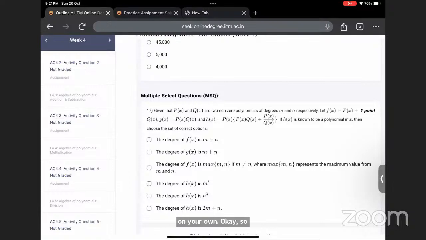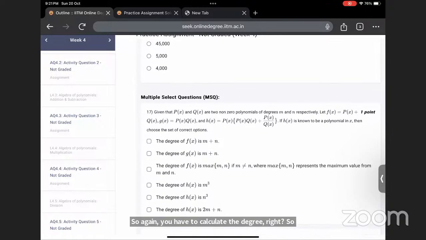Okay, so the 17th one. Again, you have to calculate the degree, right? So you can calculate the degree. I can leave it to you, right?